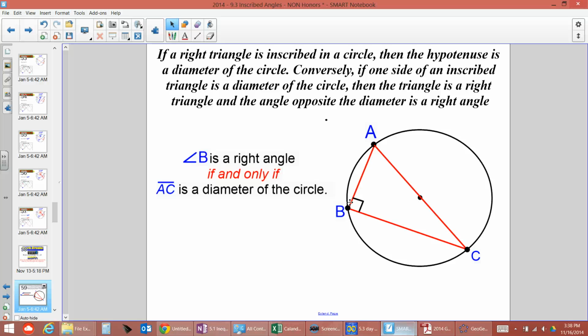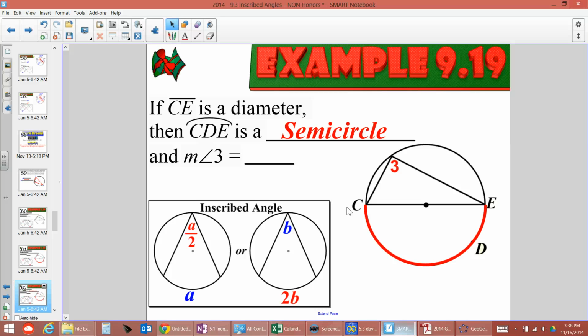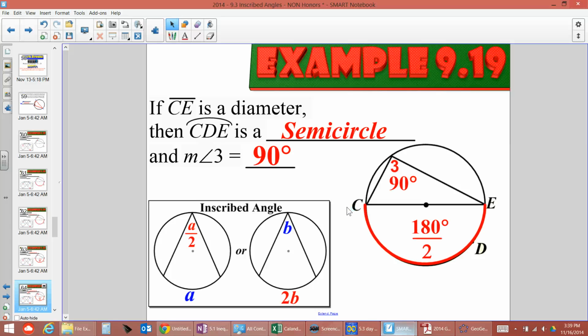We use it a lot because we already know a lot of information about right triangles, right? We have special right triangles, 30-60-90s, 45-45-90s. We can do some Pythagorean theorems. We have Pythagorean triples. So if you can find a 90-degree angle on a circle, you're sitting pretty. Like in this example, if CE is a diameter, then arc CDE is a semicircle, and that means that the measure of angle 3 is 90 degrees.